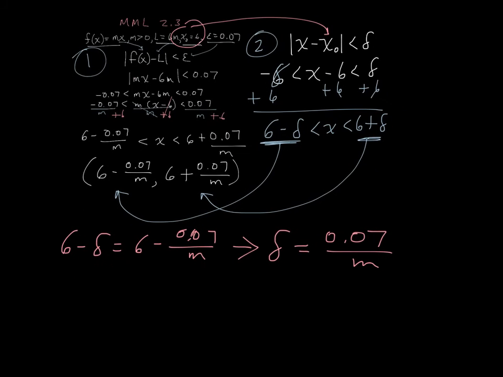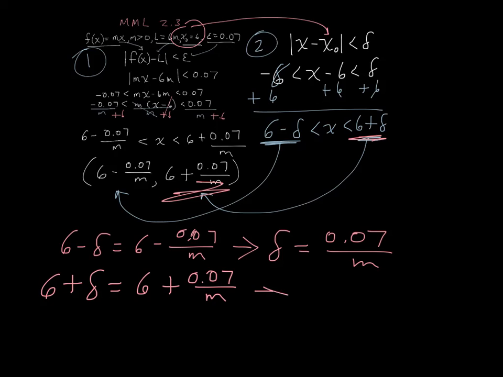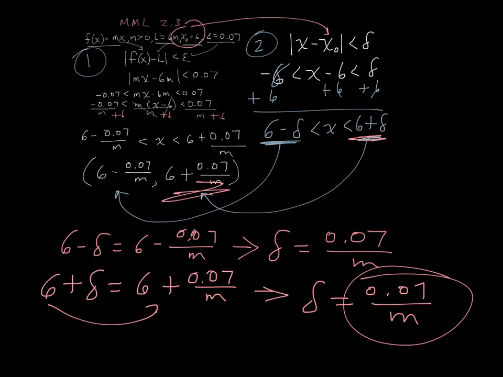If I do the same thing for this side, I'm going to have 6 plus delta equals this side, 6 plus 0.07 over m. And again, if I move this over here, the 6's are going to cancel, and I get the same value for my delta, which makes that my final answer.